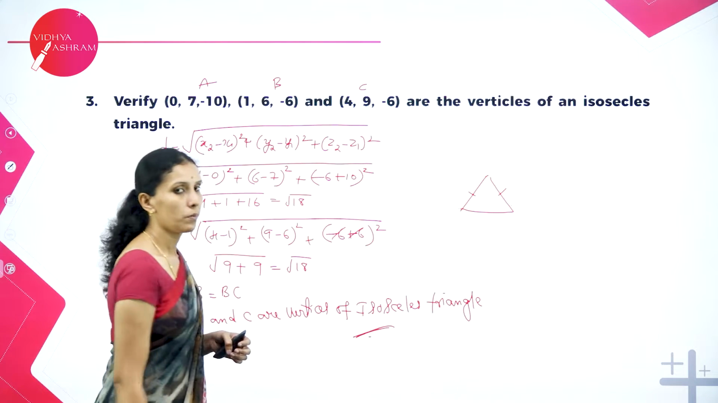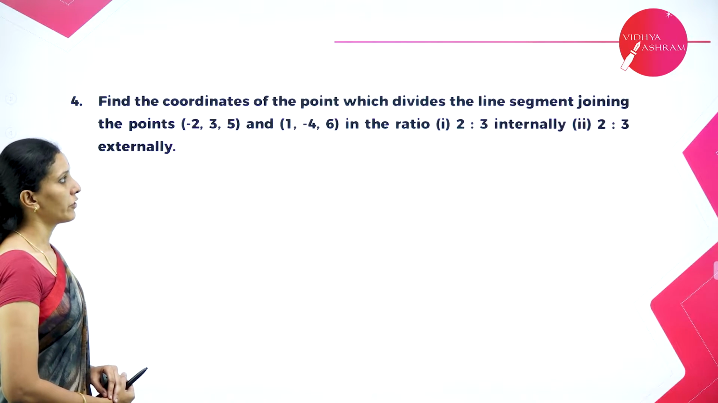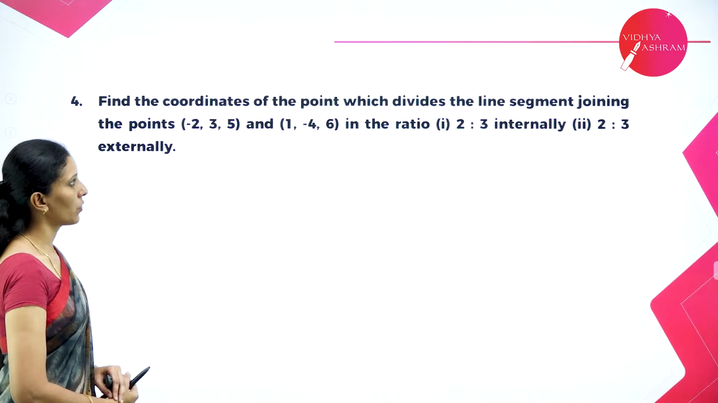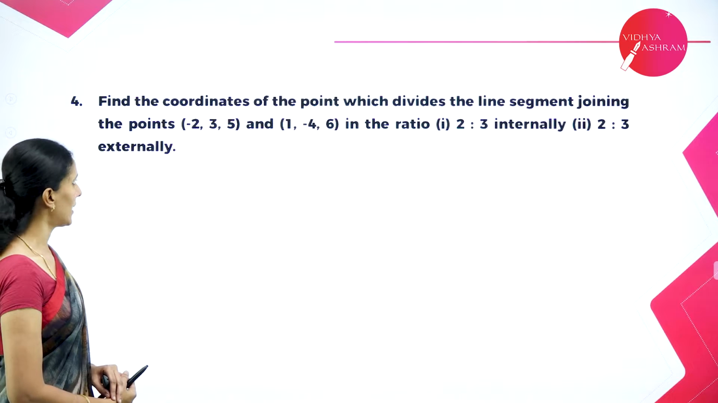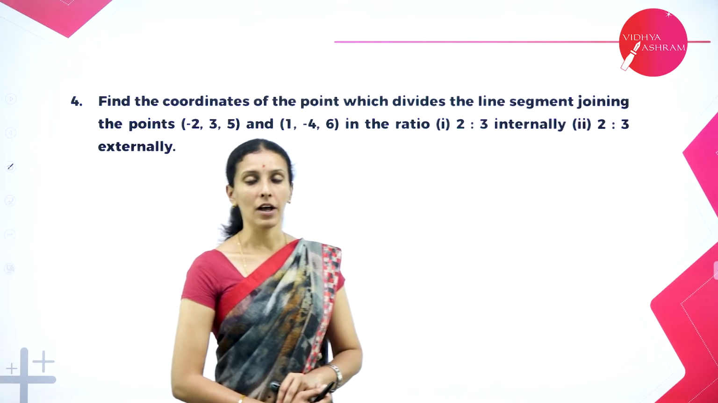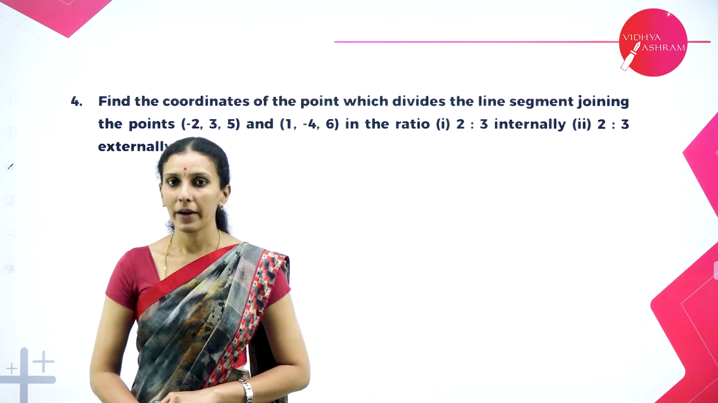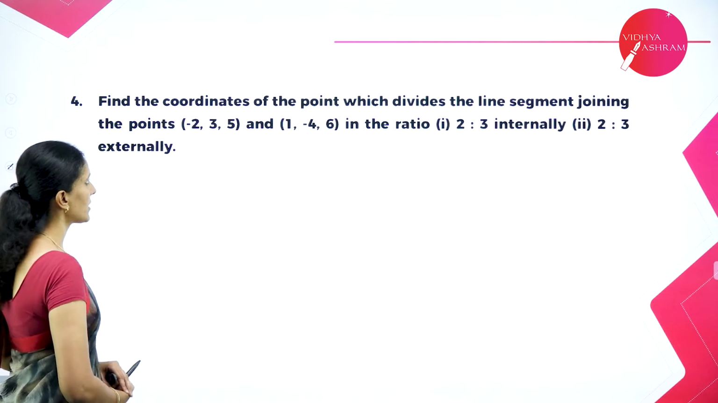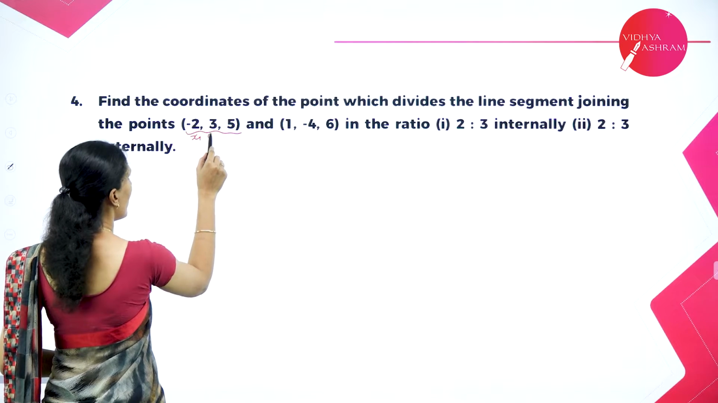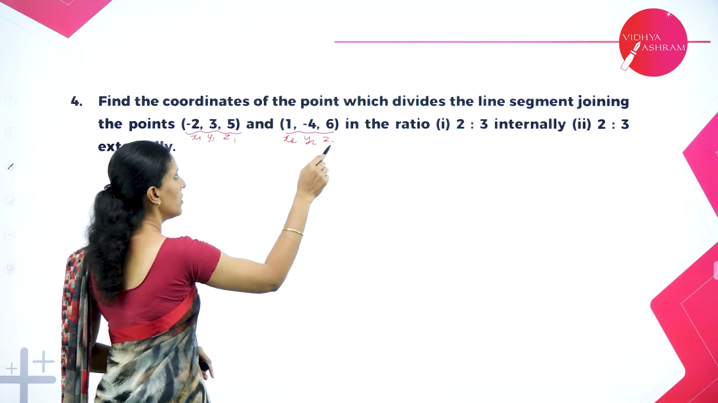So hence we have proved it. So the next question is, find the coordinates of the point which divides the line segment joining the points (-2, 3, 5) and (1, -4, 6) in the ratio 2:3 internally and 2:3 externally. Now this is the section formula. We are going to find the coordinates of a point which is dividing the line segment joining the two given points. So let's take this point as x1, y1, z1 and this point as x2, y2, z2.